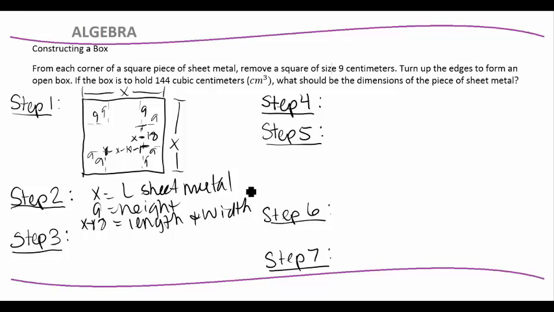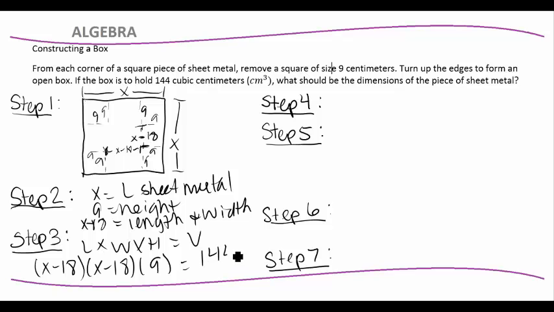Step 3, we need to determine if there's a special formula needed and substitute the given information into the formula. So we know volume, so we're going to use length times width times height equals the volume. And this is for our open box. So our length of our open box was X minus 18, our width was X minus 18, and our height was 9, and our volume was 144.